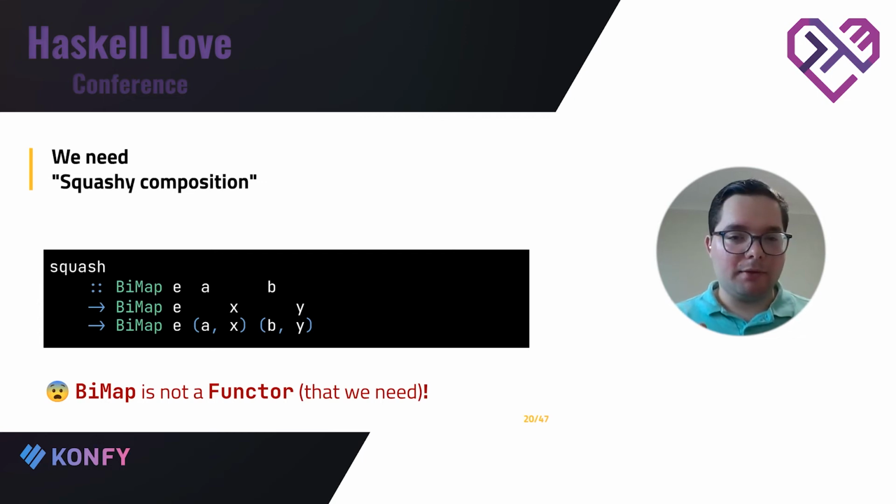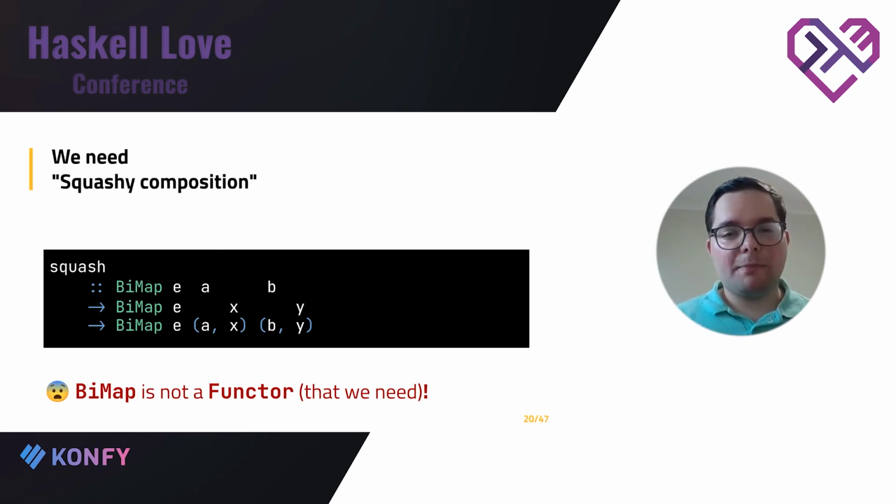For example, we have custom data types, records, and they have several fields. And we want to convert those several fields simultaneously, not between them, but in parallel. And the simple example is this squashy function. So we have a bidirectional conversion between A and B, and we have a bidirectional conversion between X and Y. And what we really want is to convert between a pair of A and X and a pair of B and Y. And it's not a difficult function. Yeah, it's really easy to implement. And you can do this if you want to practice this bidirectional conversion. So we just convert our records in parallel.